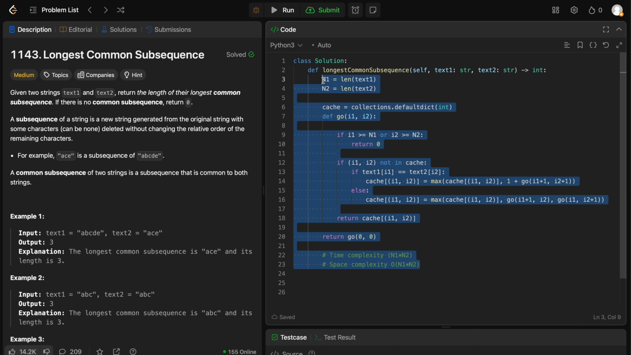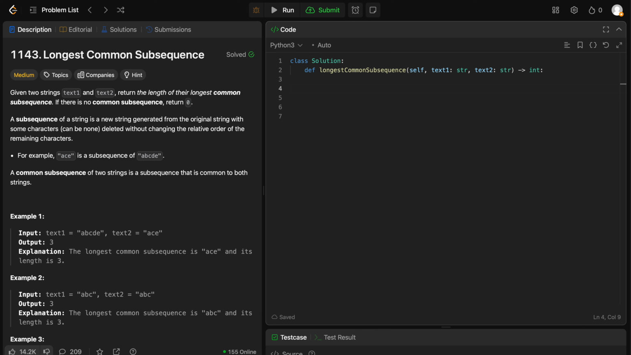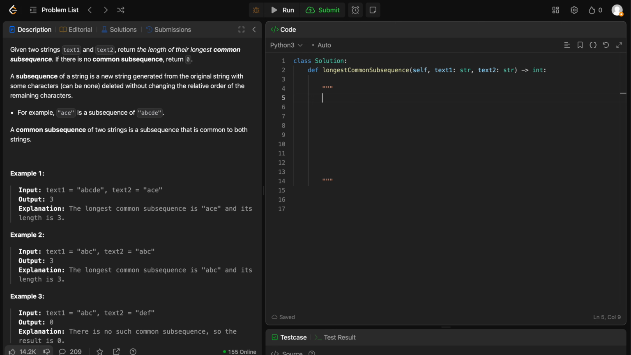I'll just delete everything and maybe describe the idea. So let's see on this example, we have A, B, C, and here we have A, B, D, E. Like this. Okay, so what's the idea?